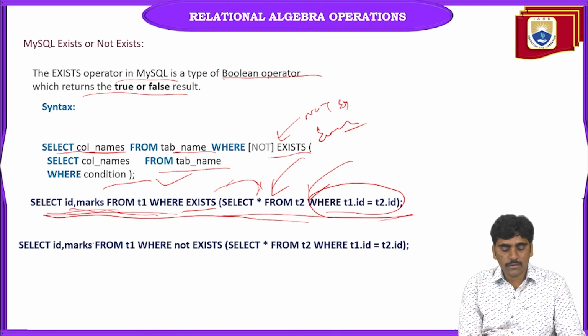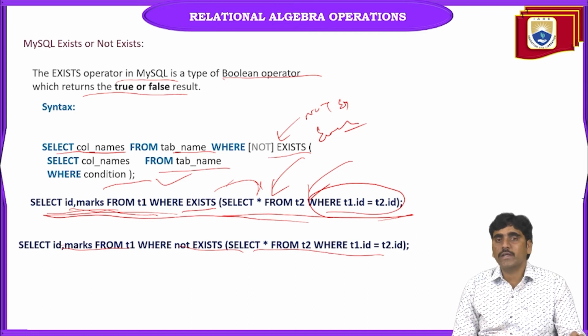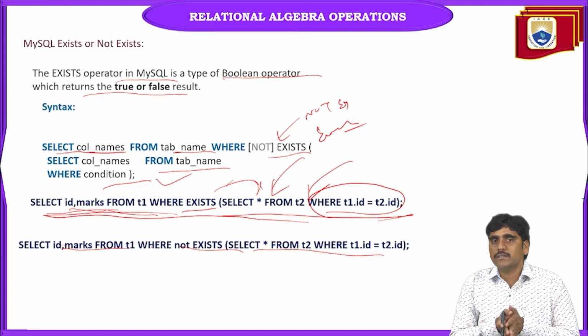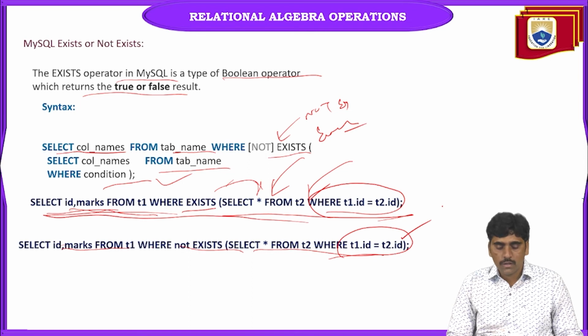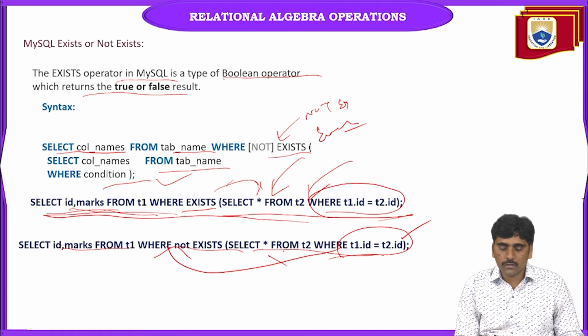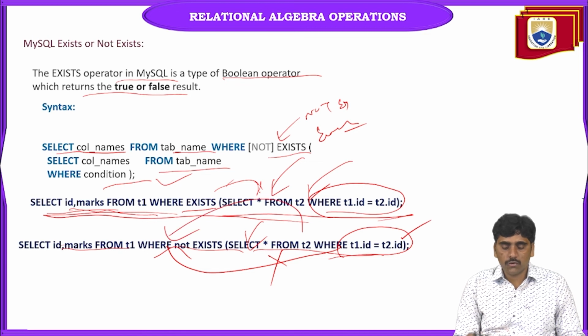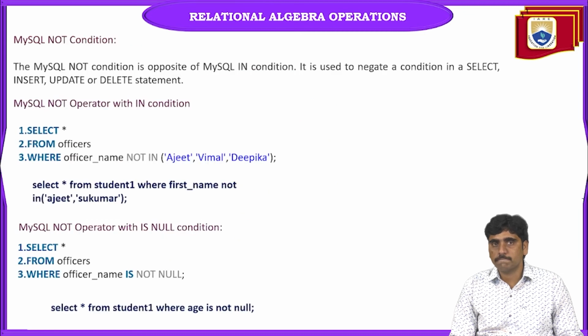So the next example is select ID comma marks from table 1 where NOT EXISTS of select star from table 2 where T1.id equals T2.id. So taking these two conditions, the table 1 condition and the table 2 condition, if this condition is true, then it displays the values based on it. If it is not true, then it stops the execution of the inner query and displays only the outer query values.